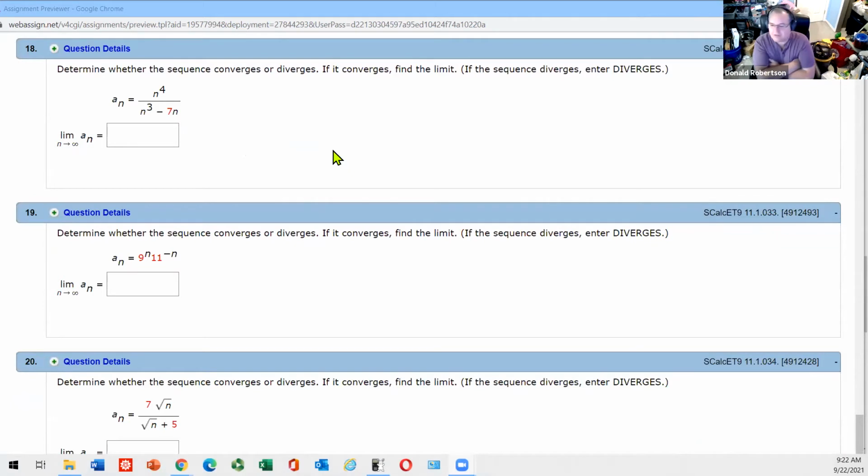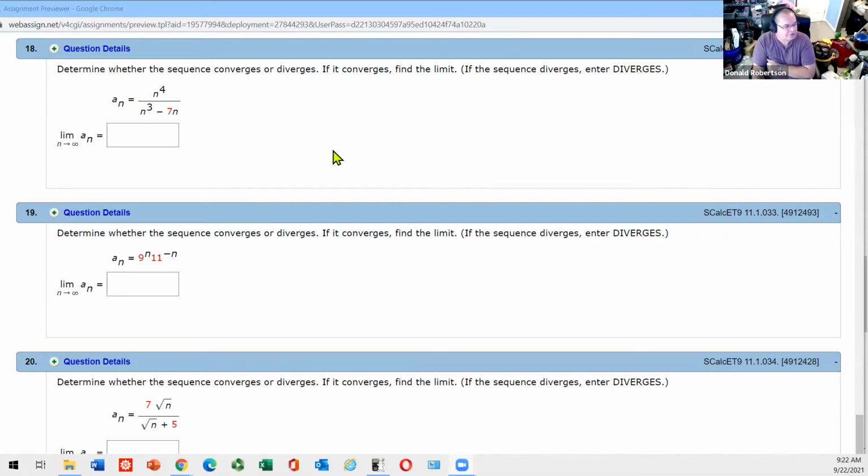What about 18? Which one of the 3 techniques would we use on 18? Or you tell me a technique that works. Wouldn't you do the factor of n? Yeah, I'd probably divide top and bottom by n cubed or n to the 4. What would you pick? N cubed. Yeah. Can you trust me? Eventually the answer is infinity.